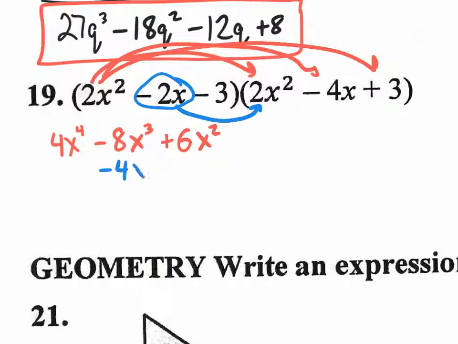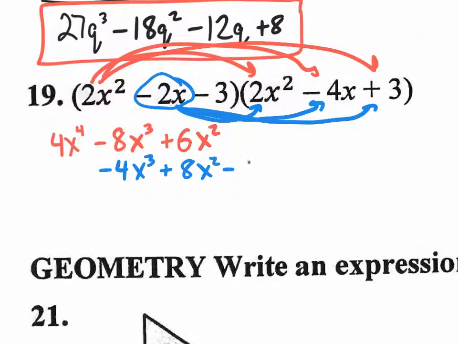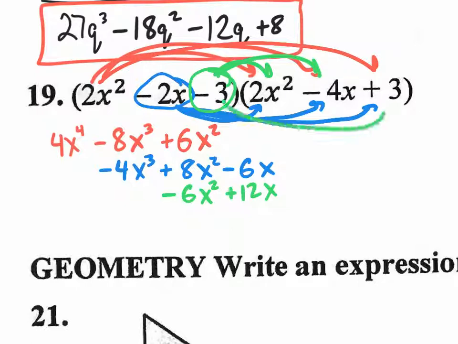I want to write that underneath the other x to the 3rd. And then negative 2x times negative 4x, that's positive 8x squared. And negative 2x times 3, that's going to be a negative 6x. The last term we're distributing is a minus 3. Minus 3 times 2x squared, that's negative 6x squared, and you're going to write that underneath the other x squared terms. And then negative 3 times negative 4x, that's going to be a positive 12x, and you write that underneath the other x terms. And last but not least, negative 3 times positive 3, that's negative 9 at the very end.